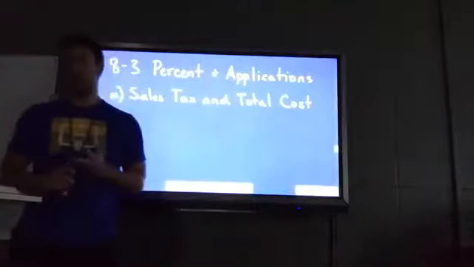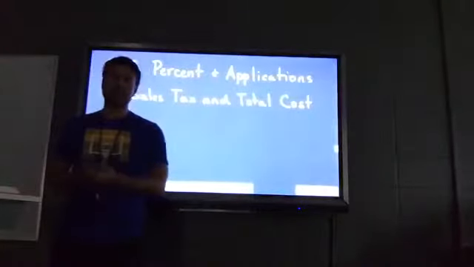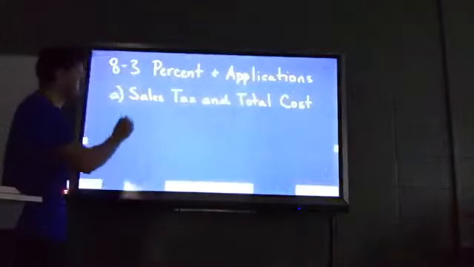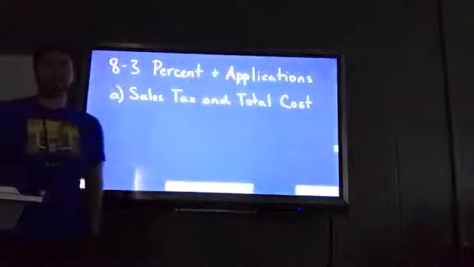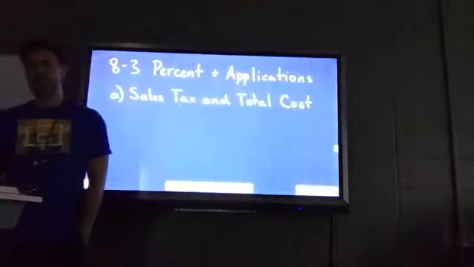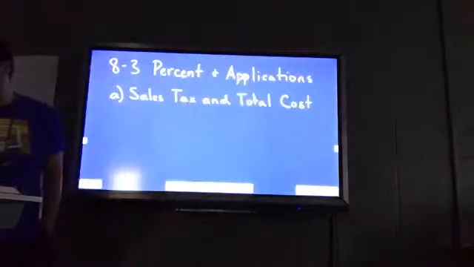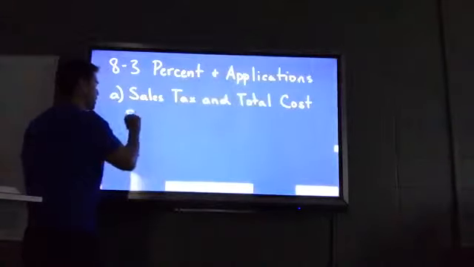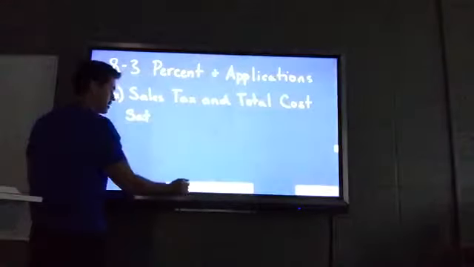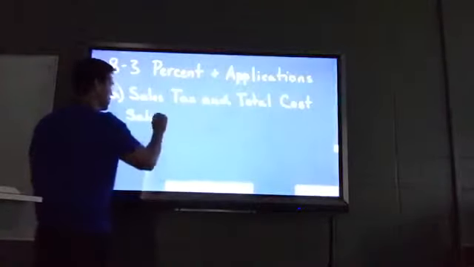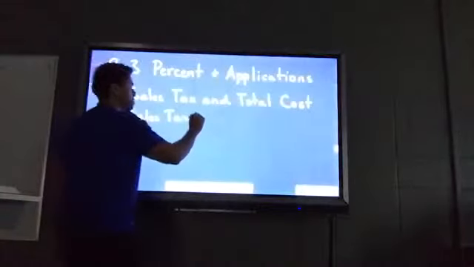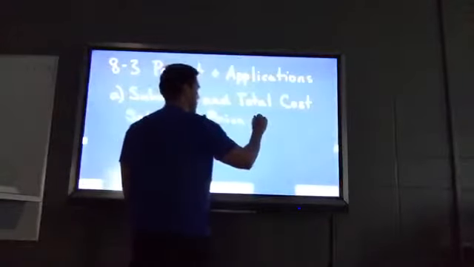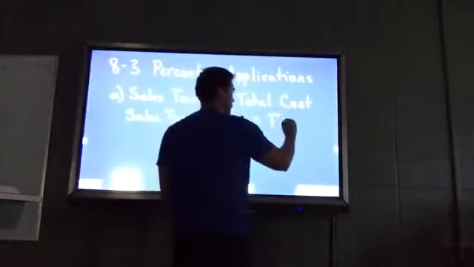But we're actually going to start on 8-3. We're going to go to the second part of the lesson, and that's going to be on page 221. So page 221, we're going to talk first about sales tax and total cost. So I want you to write down a formula here for sales tax: sales tax equals the price times the tax rate.